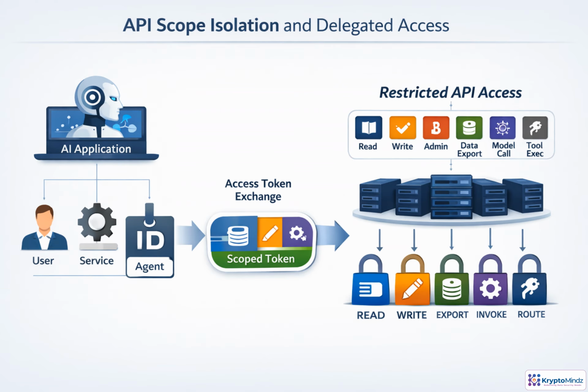When an AI app acts for a user, service, or agent, it should not carry a universal credential downstream. Instead, exchange the original identity for a scoped token that matches the specific API, action, and context. Read, write, export, model invocation, and tool execution are separate permissions. Tokens should be short-lived and audience-bound, so a leak or misuse cannot spread across systems. Avoid the classic anti-pattern, one broad API key everywhere.